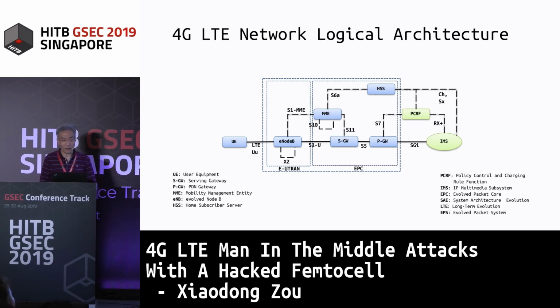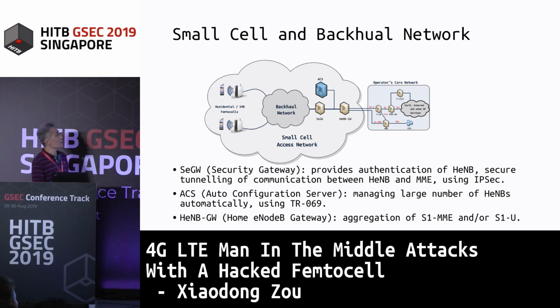This is the 4G LTE network logical architecture. And this is the RAN, the radio access network. And this eNodeB is the base station. And this is a more detailed logical architecture for small cells. We can see there are 3 more devices here, just for the small cell access network.